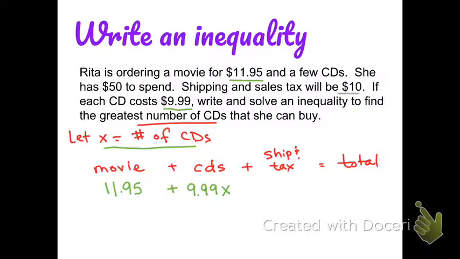And then shipping and sales tax is $10. So it's just plus 10. And the total she has to pay is $50. So we just need to know, what do we put here?